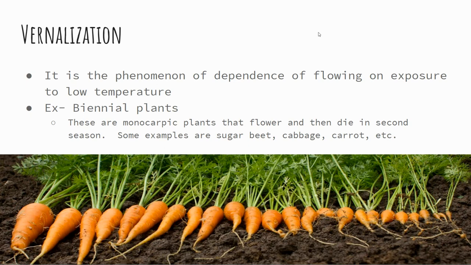Vernalization is a phenomenon of dependence of flowering on exposure to low temperature. So, for example, biennial plants are plants that flower when they die the second season. Cold sometimes can kind of turn these plants on into fruiting and flowering. So, some examples: sugar beets, cabbage, and carrots.